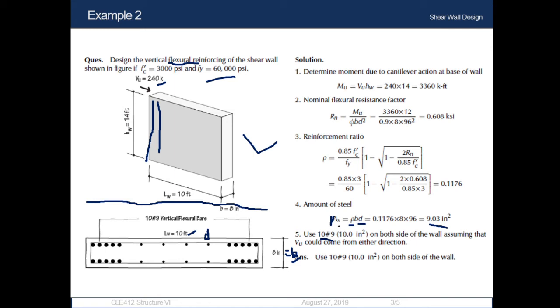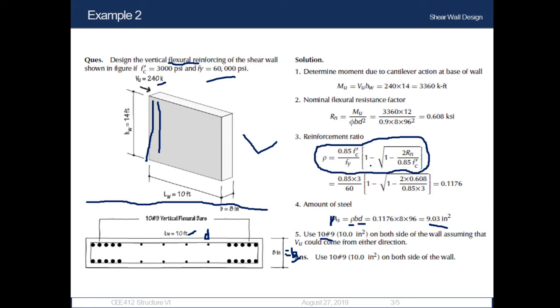In order to calculate the amount of steel or reinforcement, we need to know the steel ratio rho and also the cross-sectional area. From the geometry we can easily calculate the cross-sectional area, but we need to calculate rho first to calculate the amount of steel. So to calculate rho, or reinforcement ratio or steel ratio, we need to use this formula, where we can see 0.85 Fc prime by Fy. The values of Fc prime and Fy are given in the question.